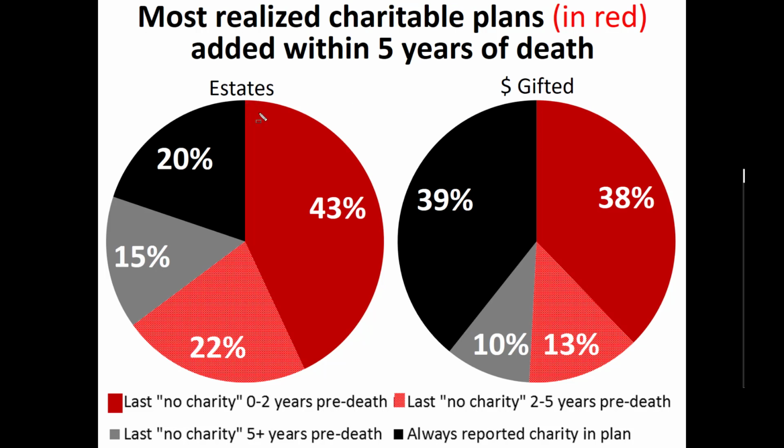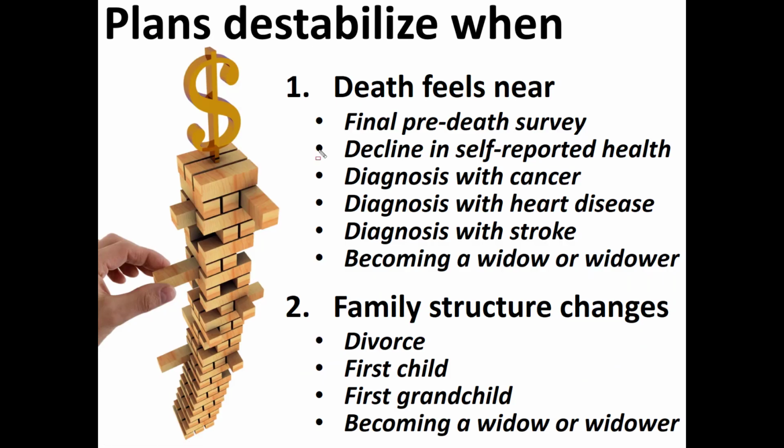Everything in red here represents estates that added the charitable component within the last 5 years of death. The majority of all charitable estates added those charitable components within the last 5 years of death. Meaning specifically, within the last 5 years of death, they had estate plans with zero charity in them. We also see in some other analysis that this is not just a matter of plans getting added, it's also a matter of plans getting dropped. What we see is the reality that plans destabilize, in particular the charitable component of plans destabilize, when either death feels near or family structure changes.